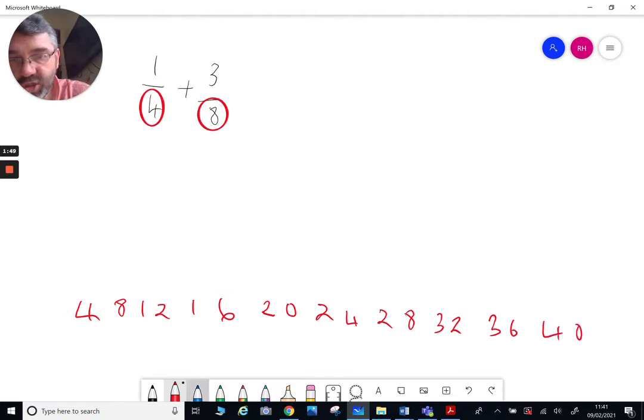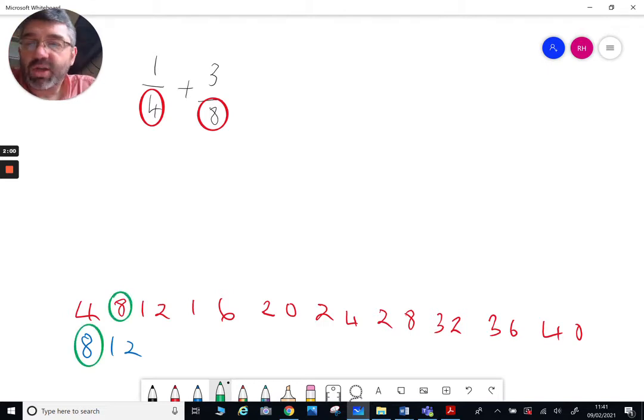If I just change colour, we do the 8s. We've got 8, 12, oh hold on, 8 and 12. We've got them very early on, haven't we? Right, so we can actually look at the number 8 then as a common multiple. So we need to turn now the 4 in 1/4 into 8.